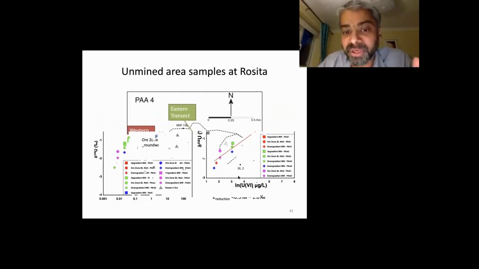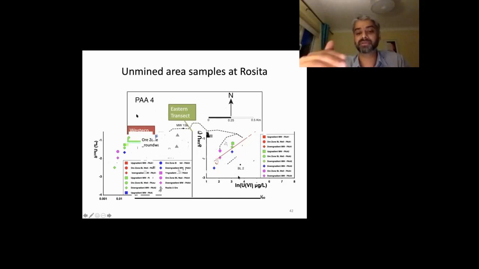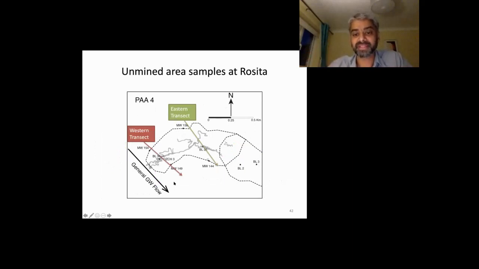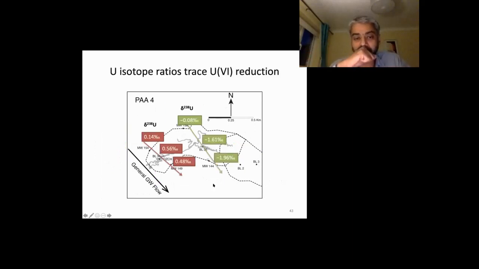It becomes a bit more apparent if you look at this transect. So this is an unmined part. So this ore zone is not disturbed by addition of oxidants. We have two transects here. If you look at the uranium isotope ratios, the eastern transect is highly fractionated as you go from upgradient to downgradient. So this part is really uranium reducing, particularly the ore zone and the downgradient.